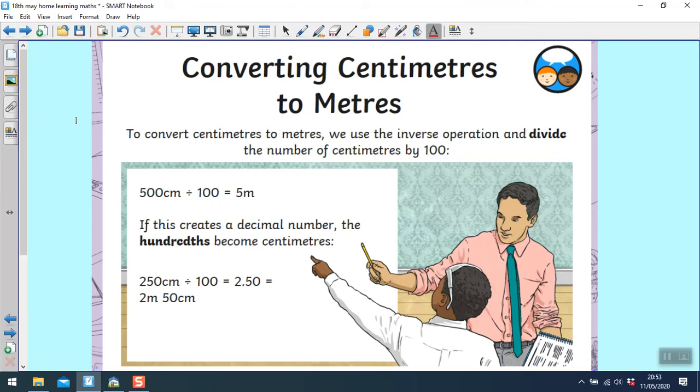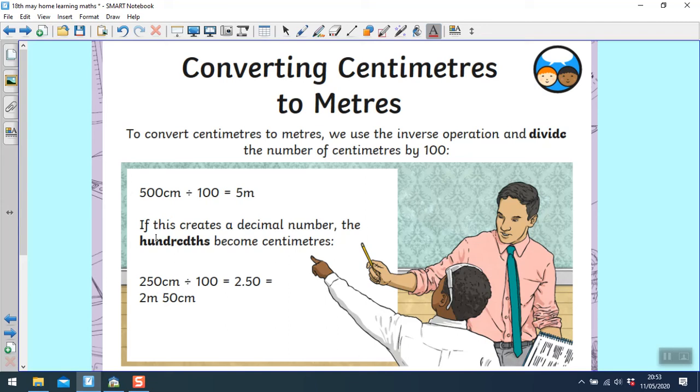Converting from centimetres to metres this time, you do the inverse. So you divide the number of centimetres by 100. 500 centimetres divided by 100 is the same as 5 metres. 500 centimetres is the same as 5 metres.